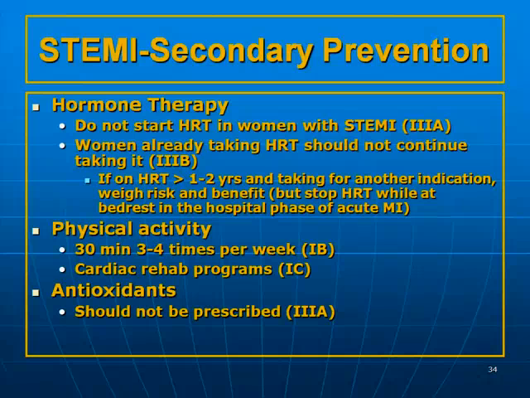They're prothrombotic. Physical activity is recommended. Cardiac rehab is recommended if you get patients to come back for supervised exercise. Antioxidants, vitamins, minerals, none of those have been shown to reduce mortality. They don't improve outcomes. They're not recommended. Actually, a class 3 level A guideline.